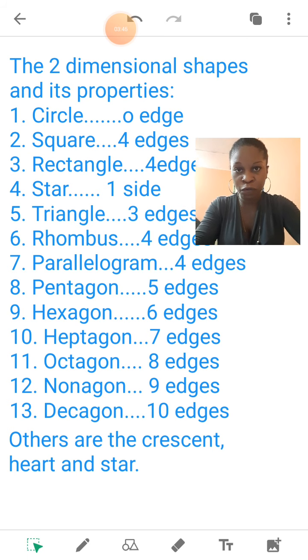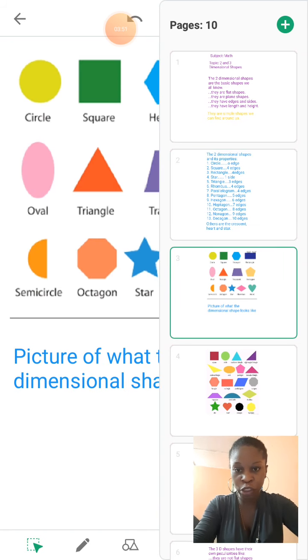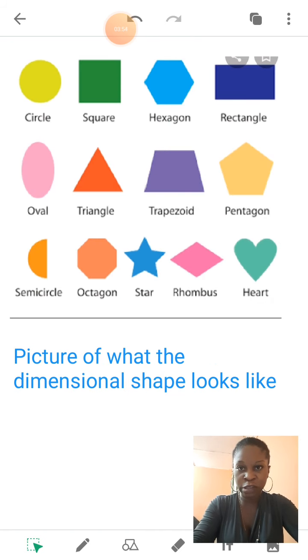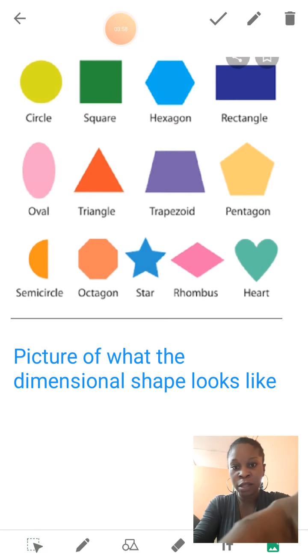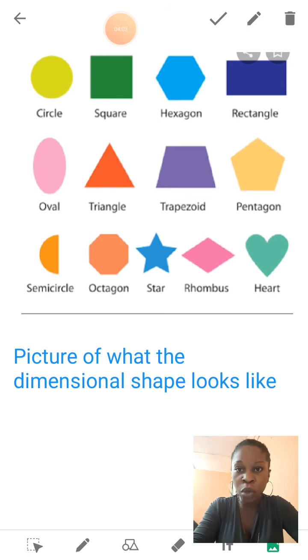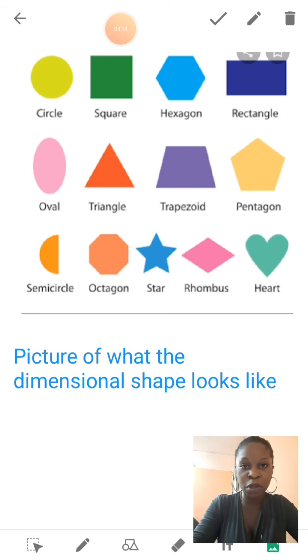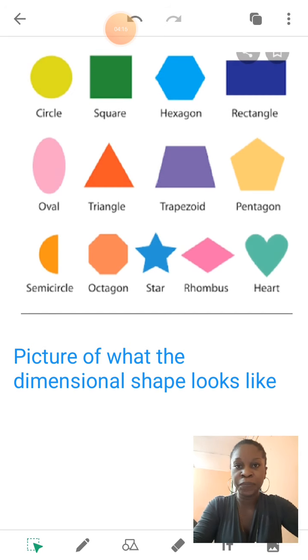Now let's take a look at the shapes I have mentioned. Yes, these are the pictures. You can see the circle, the square, the hexagon, the rectangle, the oval, the triangle, the semicircle, even the heart shape. Yes, the heart that we know is also a 2-dimensional shape. It's a flat shape. We also have the pentagon, which has 5 sides.